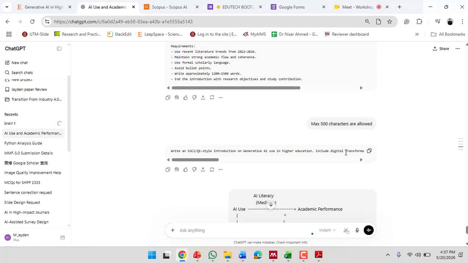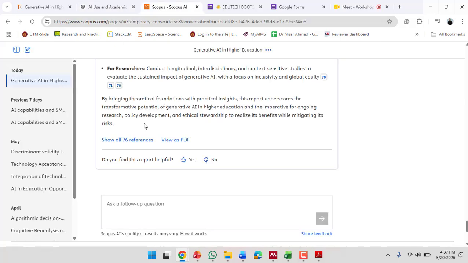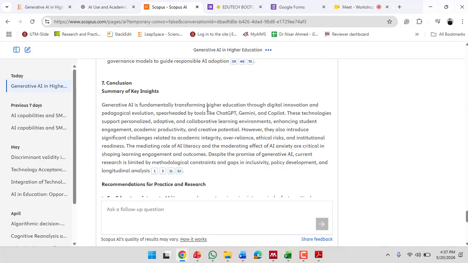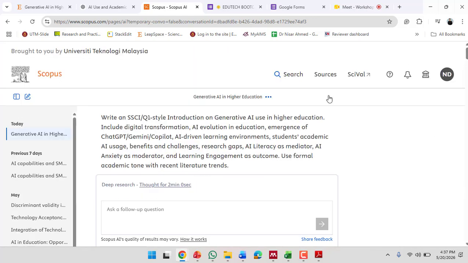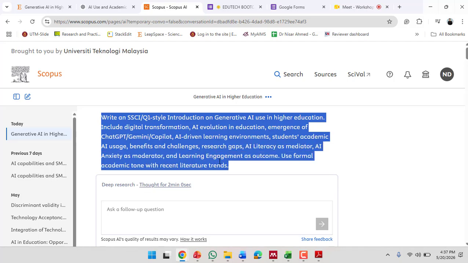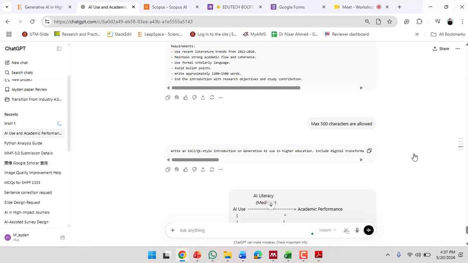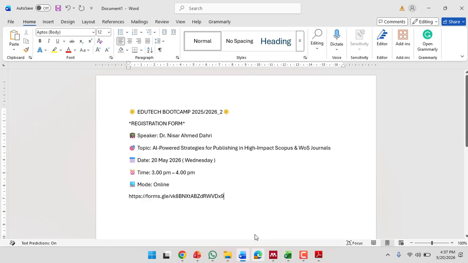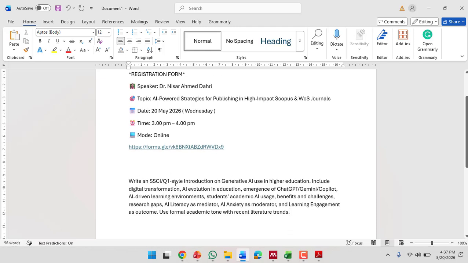See, now write the SSCI Q1 style introduction on generative AI use in higher education, including the digital transformation, AI evolution in education, emergence of ChatGPT, student academic AI usage, benefits, research gap, AI literacy as a mediator, AI anxiety as a moderator, learning engagement as outcome, and use formal academic tone with recent literature trends. So this is the simple prompt that I give to Scopus AI.